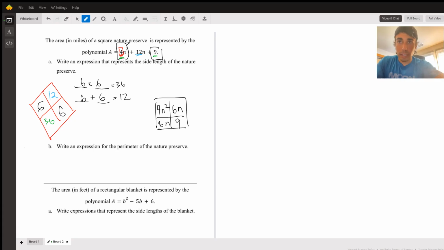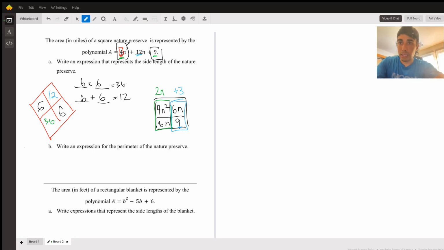All right, column by column, row by row, let's look for our greatest common factors. So 4 and 6. The largest number that goes into 4 that also goes into 6 is 2. Between n squared and n, we can take out an n. And then let's come over here to the other column. The largest number that goes into 6 and 9 is 3. And we can't take out an n because that 9 doesn't have an n.